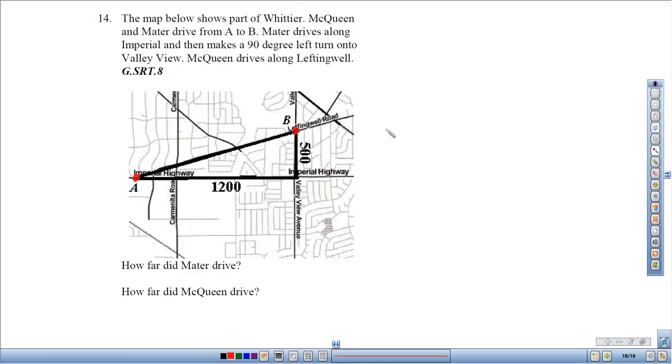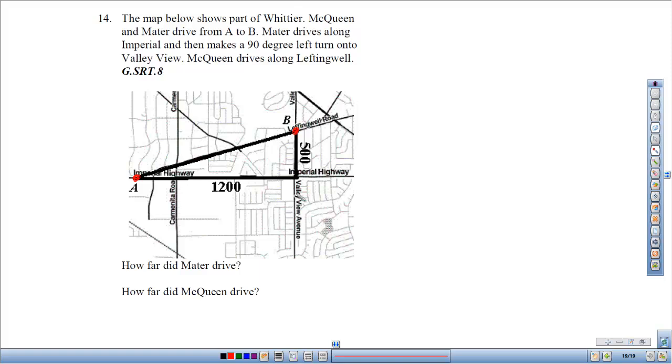But they don't drive the same way. Mater drives along Imperial and then takes a 90-degree left turn onto Valley View. That's actually pretty close to my house. I won't tell you where that's at, so you can't egg my house. Okay, McQueen doesn't do it that way. McQueen just drives right along Leffingwell from A to B.